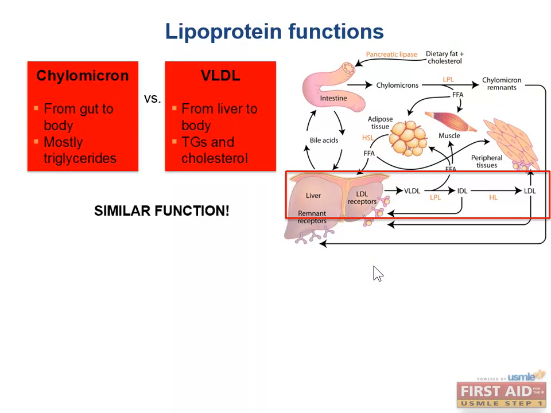Although VLDL still has more triglycerides than cholesterol, it has a higher cholesterol content than chylomicrons. Another important distinction is that VLDL is going to be produced from the liver, whereas chylomicrons are going to be produced in the enterocyte, in the intestine. However, VLDL and chylomicrons are similar, meaning they deliver triglycerides to peripheral tissues. So similar function, but slight differences between the two.